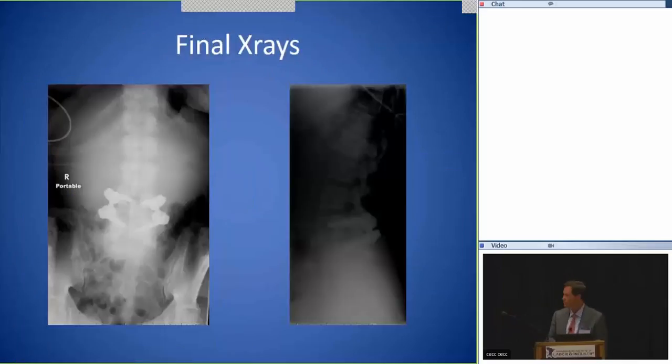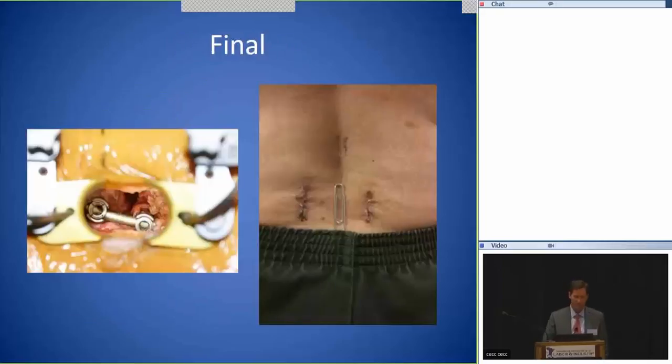So just an example of some final x-rays. And again, skin incisions don't matter, but we all like a little bit of show and tell. And so that's typical for a minimally invasive fusion.